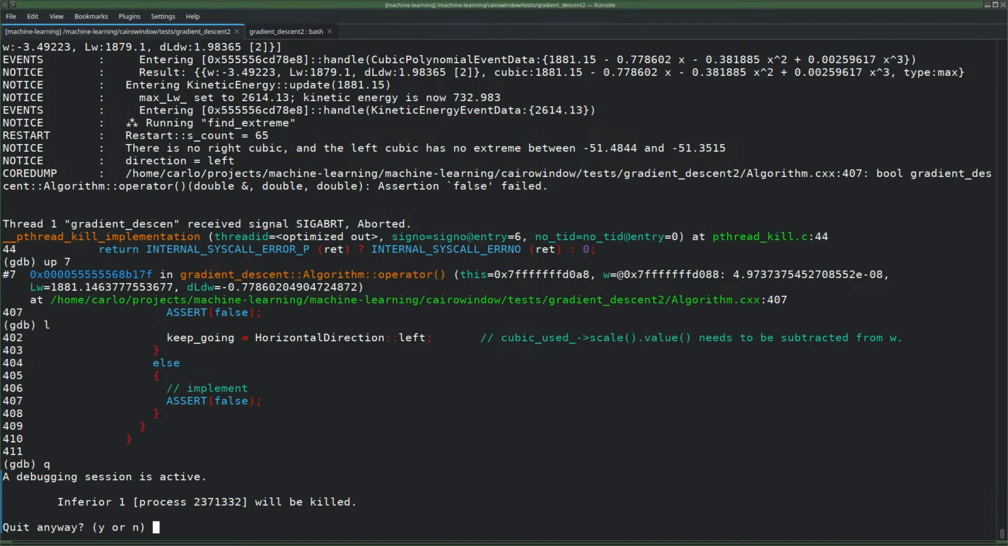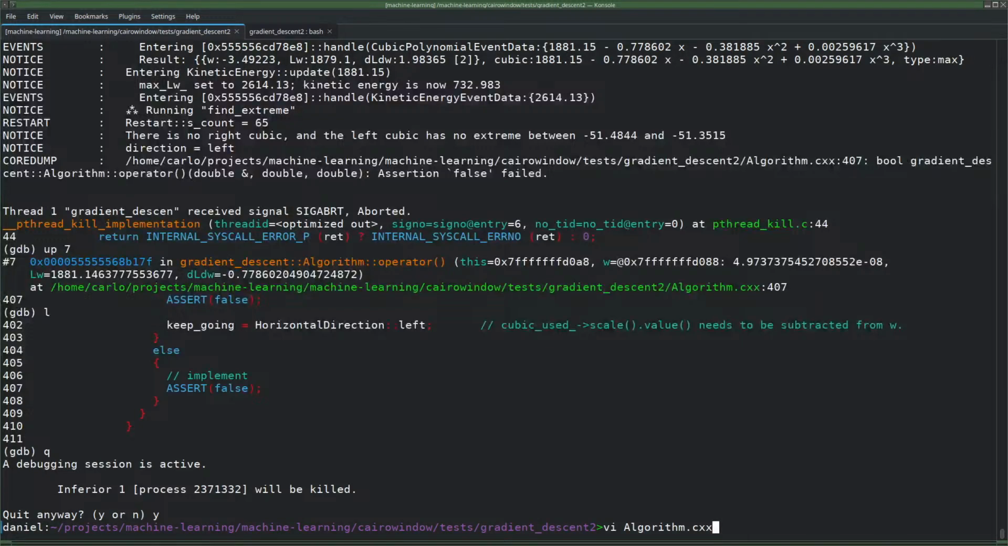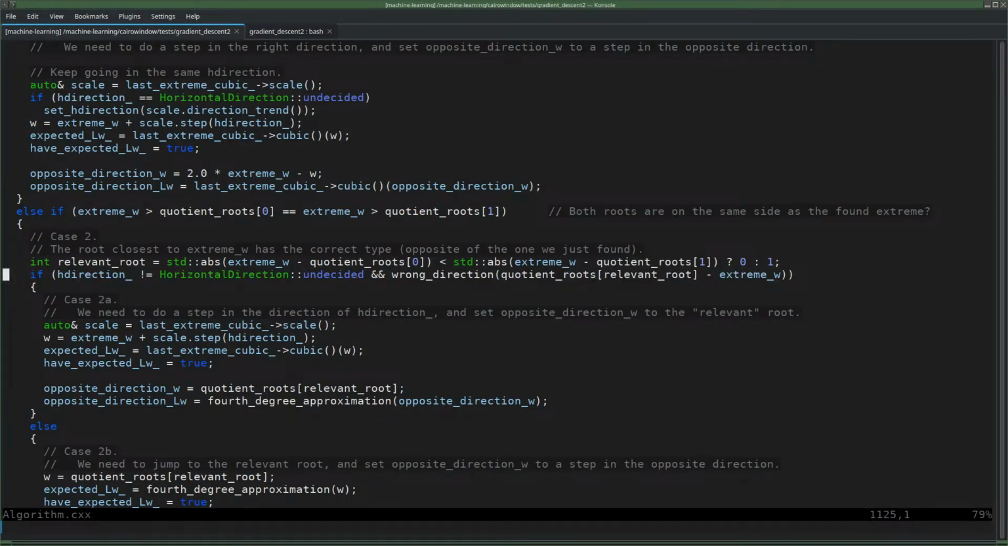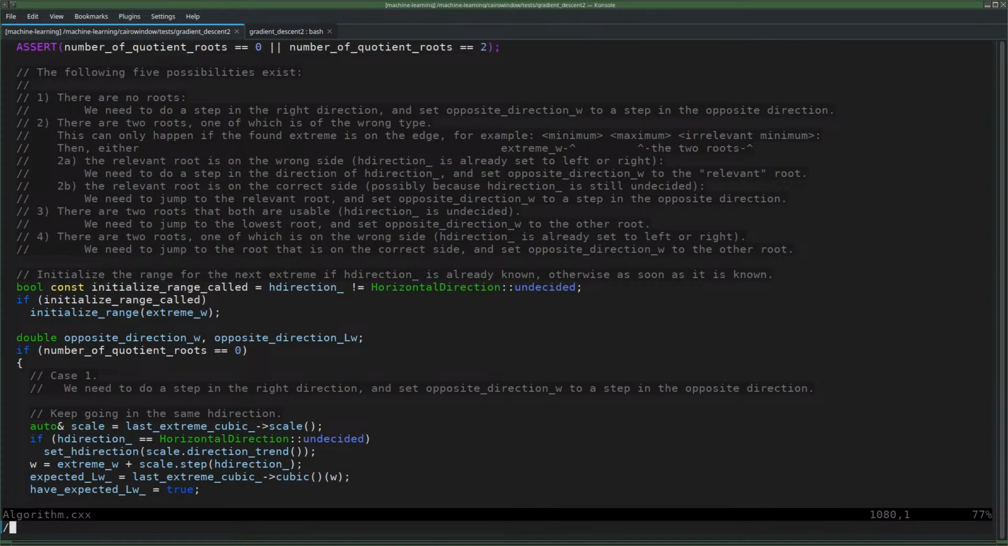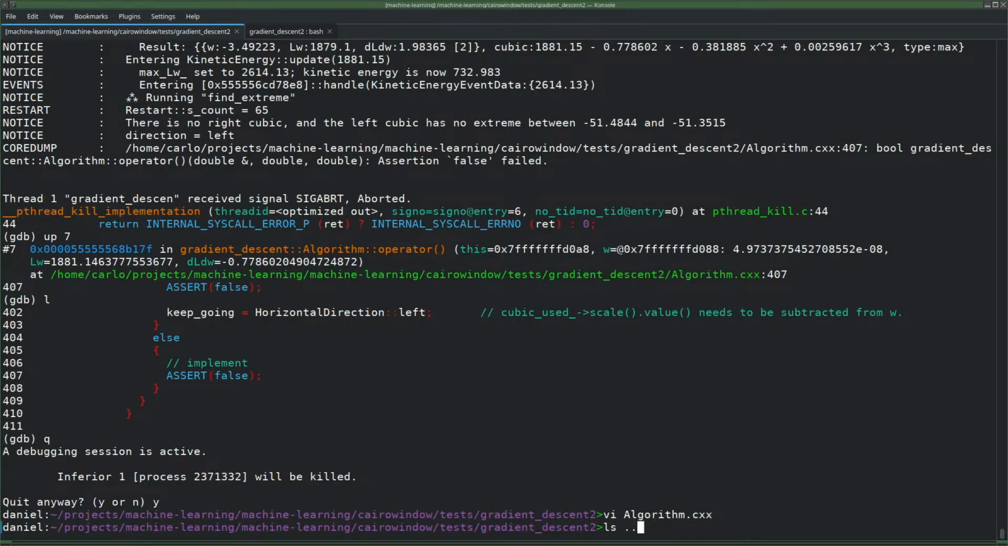Oh, I think I know what it is. No, I don't. I thought that initialized range is not called. But what the hell is going on? I don't know what it is.